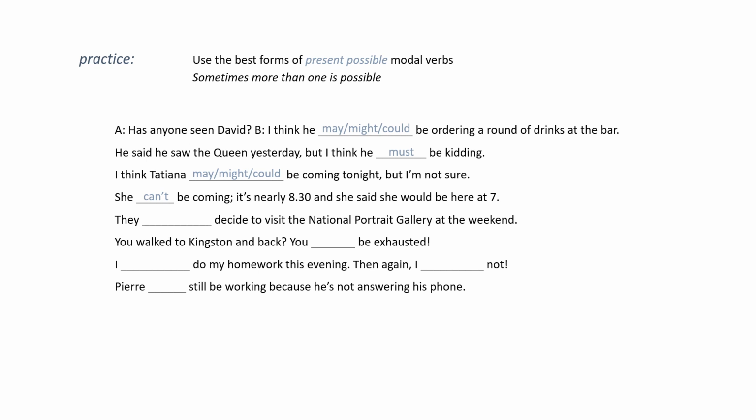Next, they decide to visit the National Portrait Gallery at the weekend. Now, a couple possible here. What do you think? It's possible, isn't it? They may or might decide to visit. Could decide sounds strange, but maybe you hear people say it. Remember, English is not mathematics.